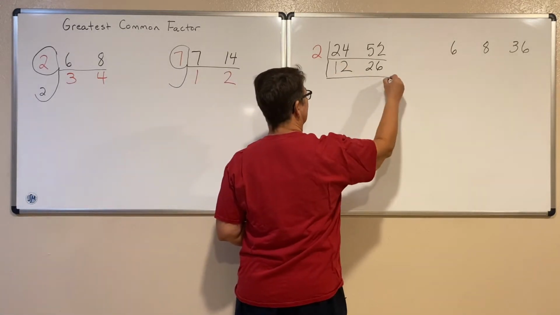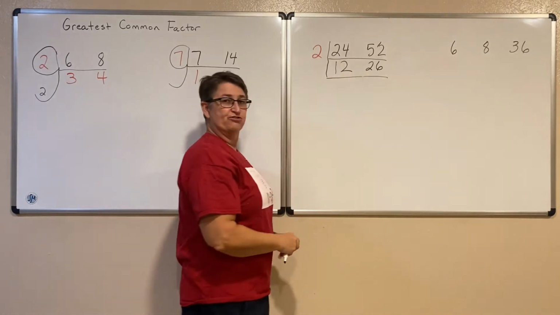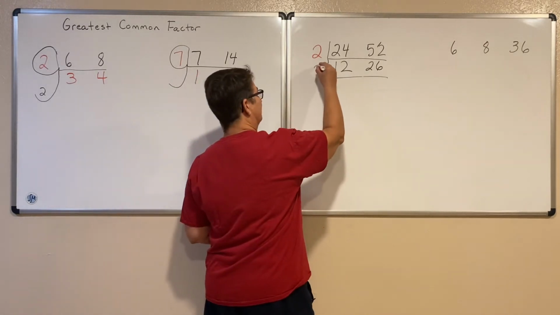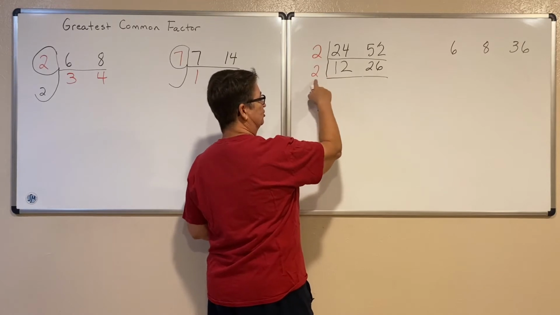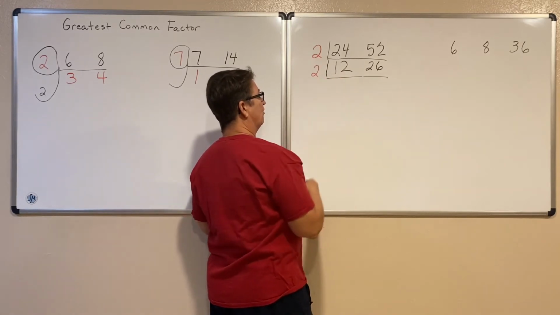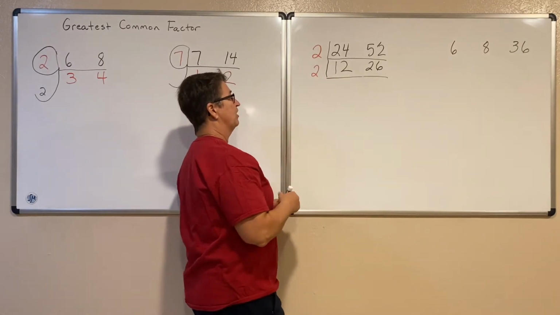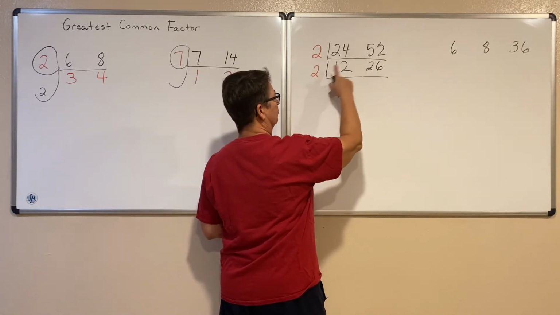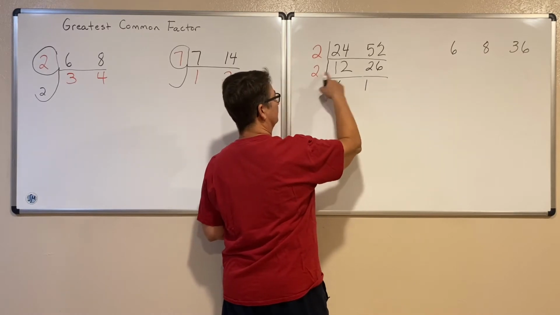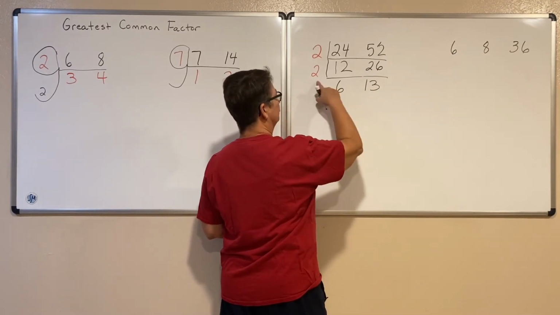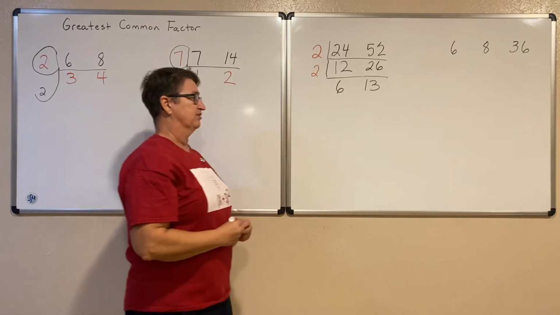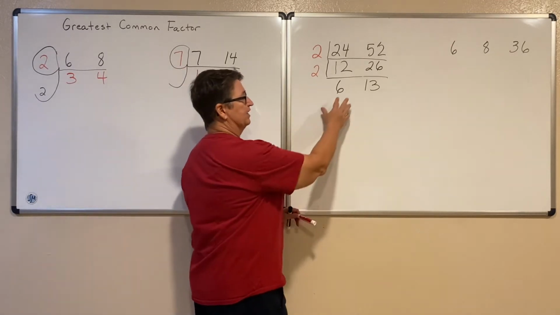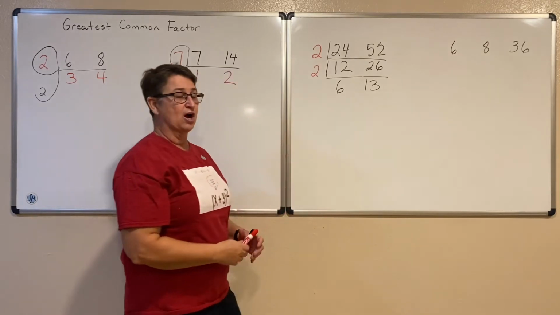I'm going to do that again. Both of these numbers are still even, so I know 2 goes in there again. So I'm going to divide both of them, or factor both of them, by 2. 2 goes into 12 6 times. 2 times 6 is 12. 2 goes into 26. Well, 2 goes in there one time. 2 goes into 6 3 times. 2 times 13 is 26. Now, 6 and 13 do not have anything in common.